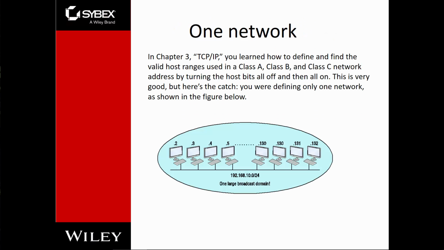So in chapter 3, TCPIP, you learned how to define valid host ranges using a class A, B, and C network. That way we could figure out which is the network, which is part of the host bits, things like that. The interesting thing is you are defining only one network. What happens if we need to define larger networks, or if we have to define variable length subnet masks?